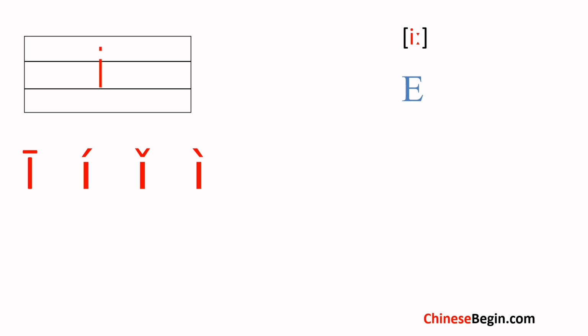Next one, e. The opening of the mouth is lateral. The lips are spread and the tongue position is high and slightly to the front. It sounds like letter E. Okay, please read after me. E, e, e, e.